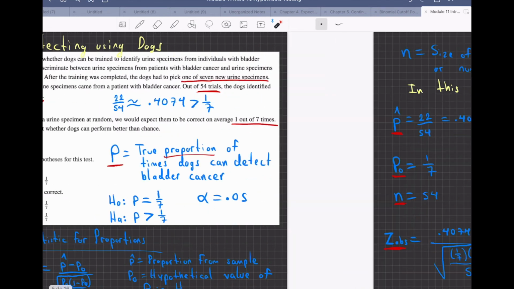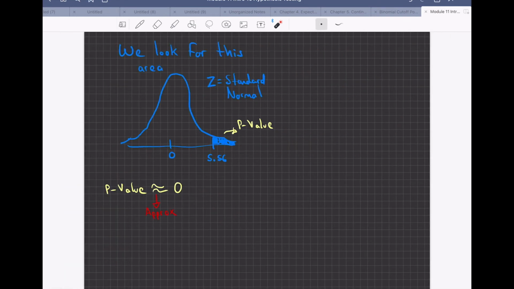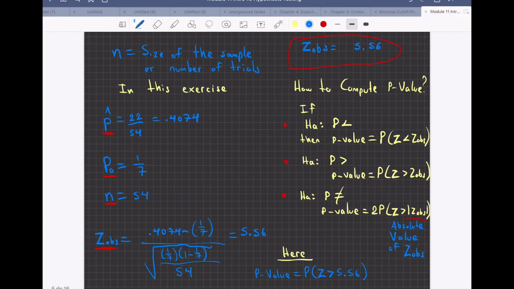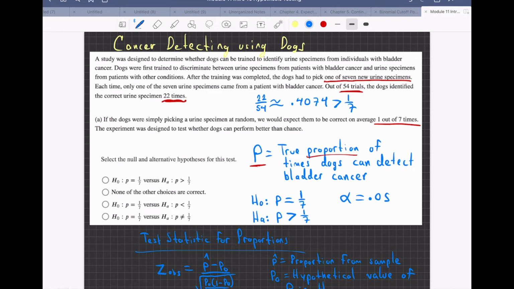So, since the p-value that is almost 0 is less than alpha, that is 0.05, we reject H null. We reject H null, okay? So what is the meaning of this? We have to reject this hypothesis.